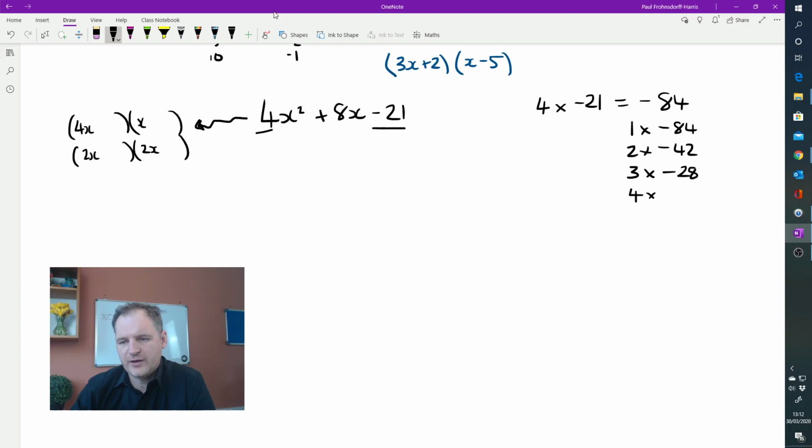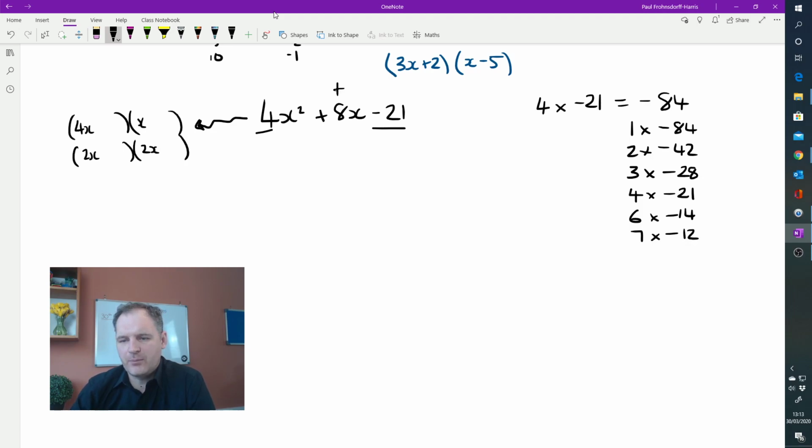4 times negative 21, and 5, 6 times negative 14, and 7 times negative 12. And 8 doesn't, 9 doesn't, 10 doesn't, 11 doesn't. We're then looking for a pair that makes the 8.